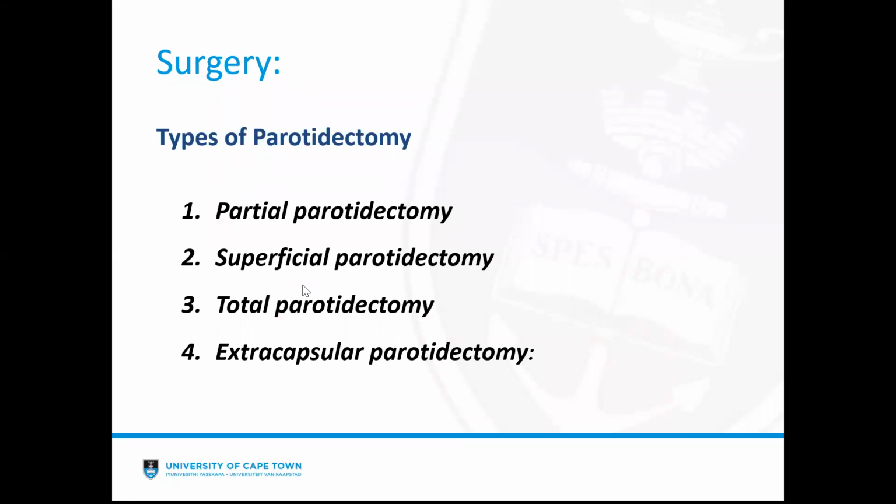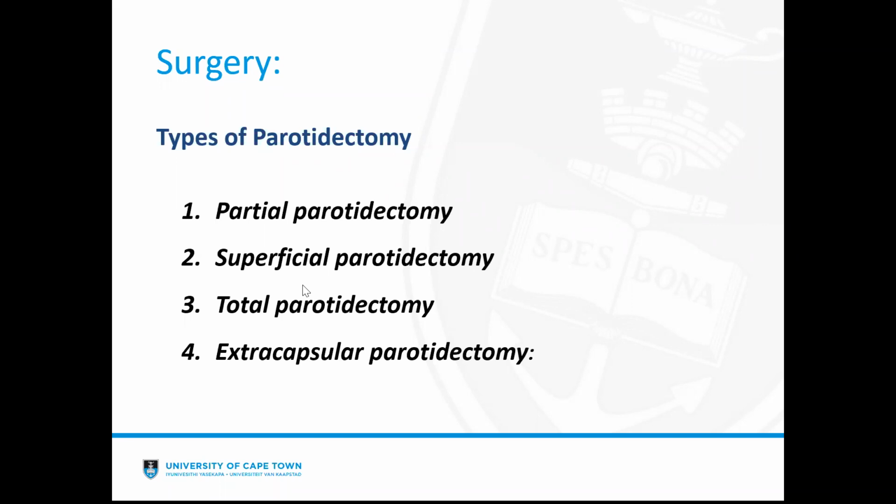So moving on to the surgery, most patients with a confirmed parotid tumor, which is not a lymphoma or another pathology better managed by non-surgical means, and who are fit enough for general anesthesia, will require some form of parotidectomy. There are 4 basic types of parotidectomy. Partial parotidectomy involves resection of the parotid pathology with a margin of normal parotid tissue. This is the standard operation for benign pathology and favorable malignancies.